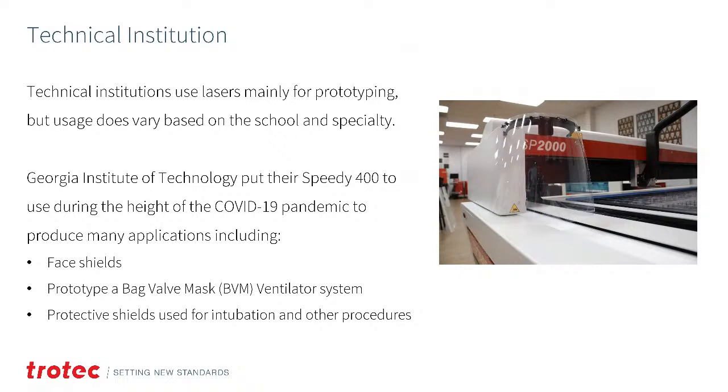Technical institutions use lasers mainly for prototyping, but use does vary based on the school. For example, Georgia Institute of Technology put their Speedy 400 to work during the height of COVID-19 to produce face shields, prototyping bag valve masks and ventilator systems, and protective shields for intubation and other procedures. So when the call came in, they immediately took their laser and spurred an entire marketplace right when the pandemic hit.